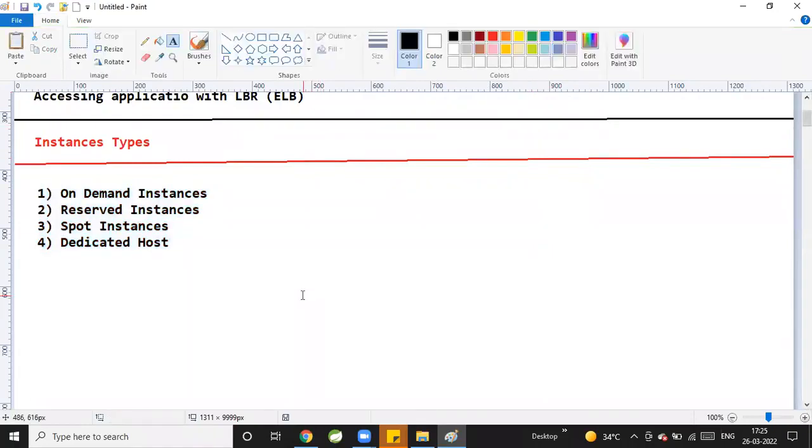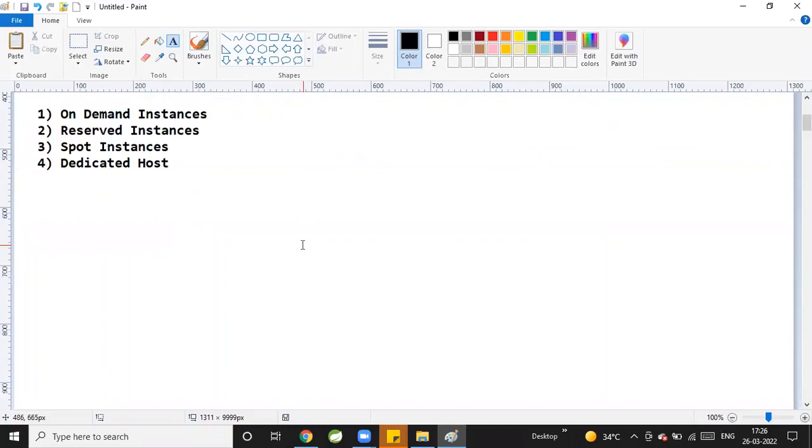What is the first one, guys? First one is on-demand instances. Second one is reserved instances. Third one is spot instances. Fourth one is dedicated host instances. Okay, now let's talk about one after the other.